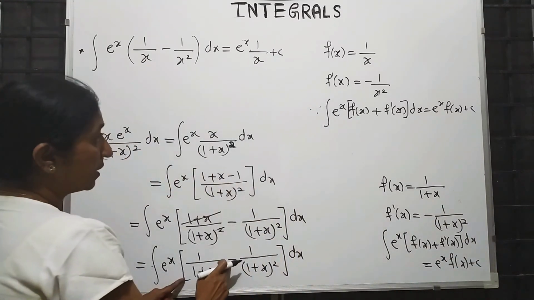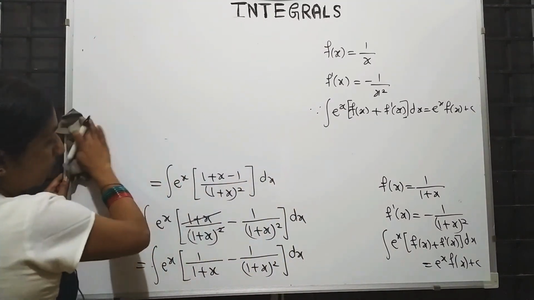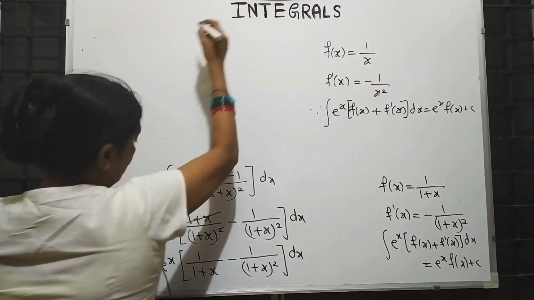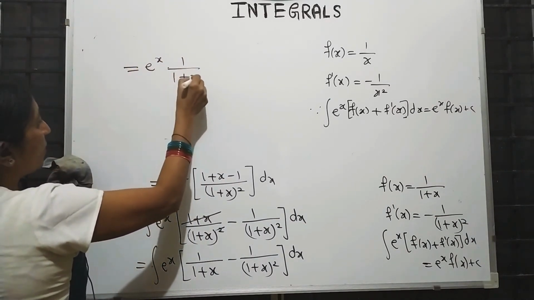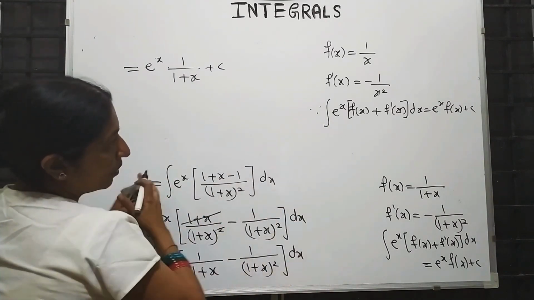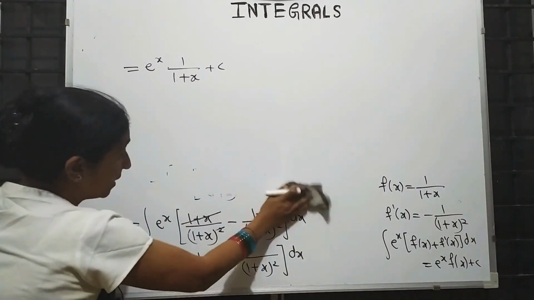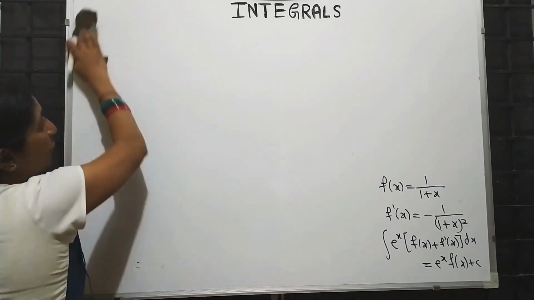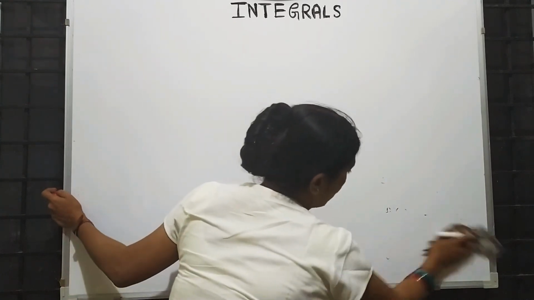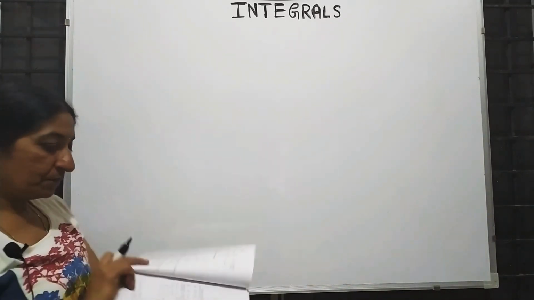Now tell me, what is your answer in this problem? In this problem the answer is e raised to x into 1 upon 1 plus x plus c, because of this formula. See, are the sums interesting and easy or what? Yes. And wherever necessary I am giving you hints also. They are important for your theory as well as CET. Moving to the next example.